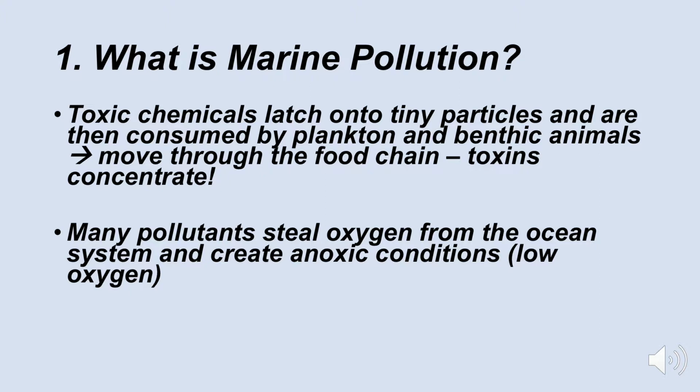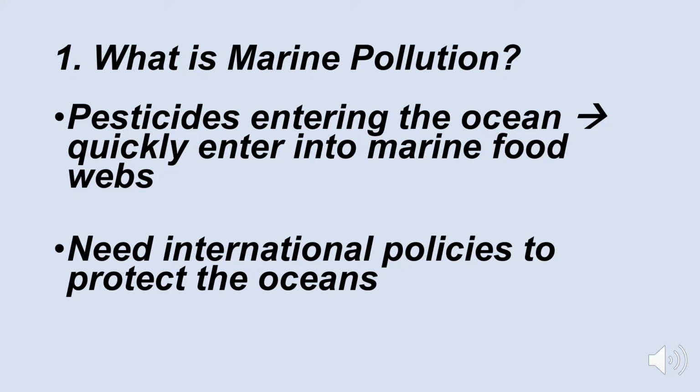So let's take a look a little bit more at what marine pollution is. Let's continue with some of these statements. We know that a lot of pesticides end up in the ocean because they run off of land. They quickly enter into marine food webs, and if you disrupt food webs, you're going to cause a lot of problems in the ocean. Ultimately, that may affect humans' food. We need international policies to protect the oceans. International policies for the oceans are very difficult to enact and to enforce.